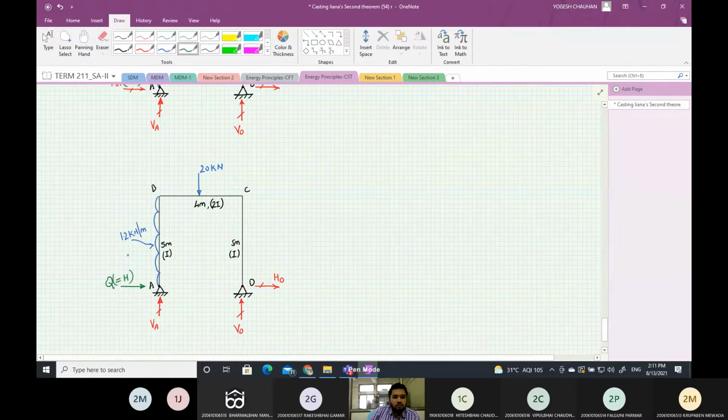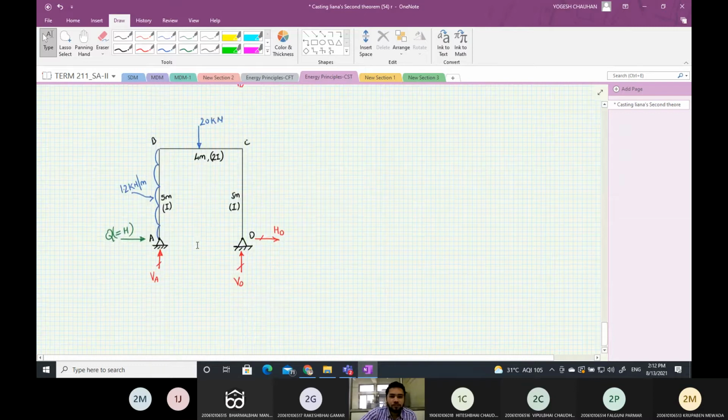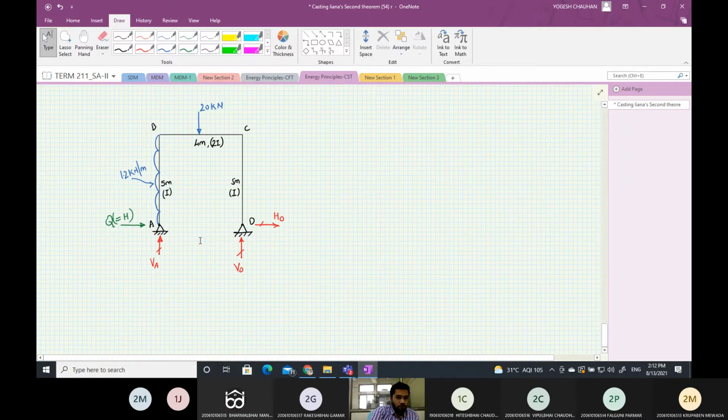So now we have 3 unknowns and we have 3 equilibrium conditions, so we can solve this. But the problem is it will be in terms of H. So what value of H it will be, for that we will apply the Castigliano second theorem here, so that we get the value of H. For that, let us make a table, or let us first find the reactions.